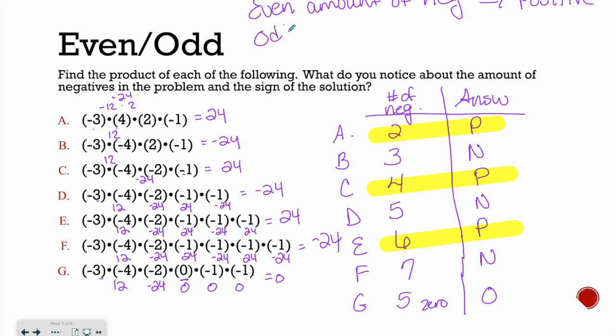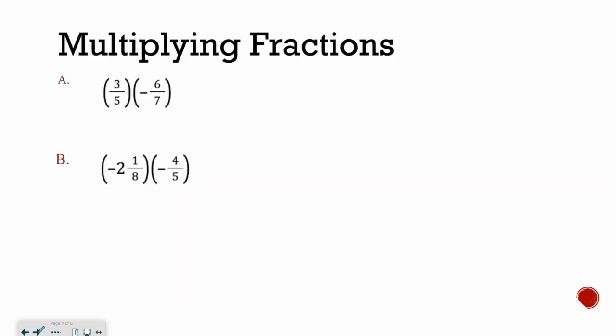If we have an odd amount of negatives, our answer is going to be negative, because somebody will always be left out without a partner. Then we talked about multiplying fractions. And to multiply fractions, we multiply across.